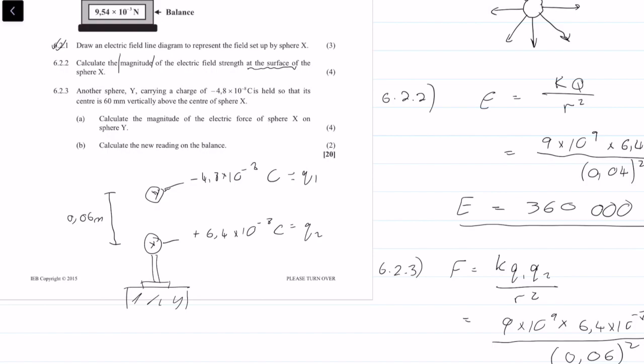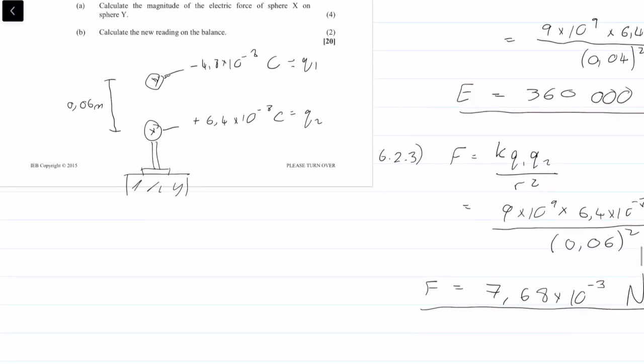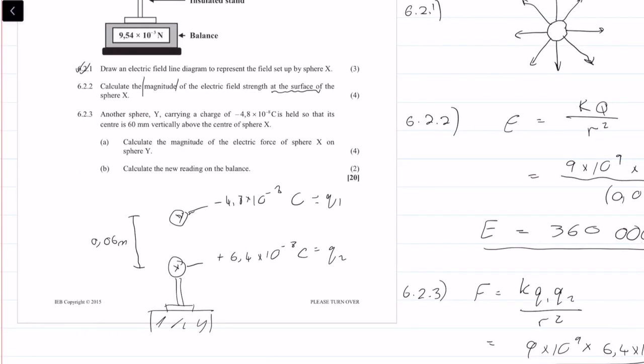Then it says calculate the new reading on the balance. We know the existing reading, this value right here. Now the question we need to ask ourselves is whether the force of Y being exerted on X is pushing X down, or is it moving X up? Let's answer that. We have a positive and a negative value, and opposite charges attract each other, so Y is causing an upward force on X.